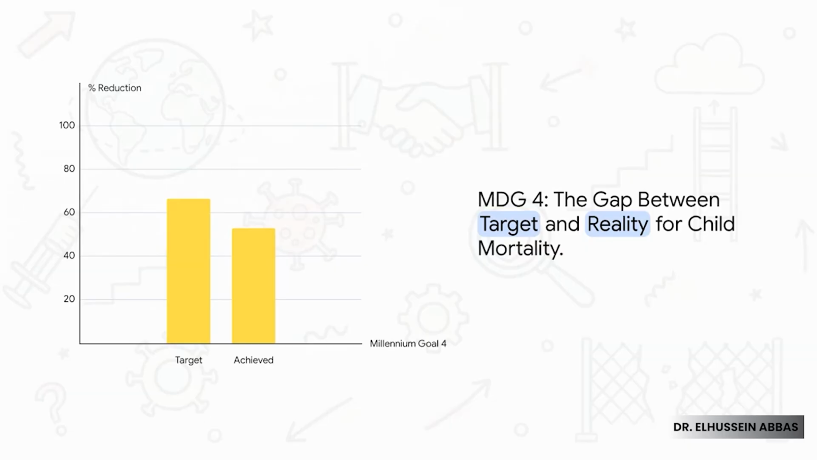And this chart really drives that point home. Just look at child mortality. The target was a two-thirds reduction. What we got was 53%. Now, don't get me wrong, that is an incredible achievement that saved millions of kids' lives. But it was still a miss. And we saw similar stories for other goals, too. It wasn't for lack of trying. So something else had to be going on here.